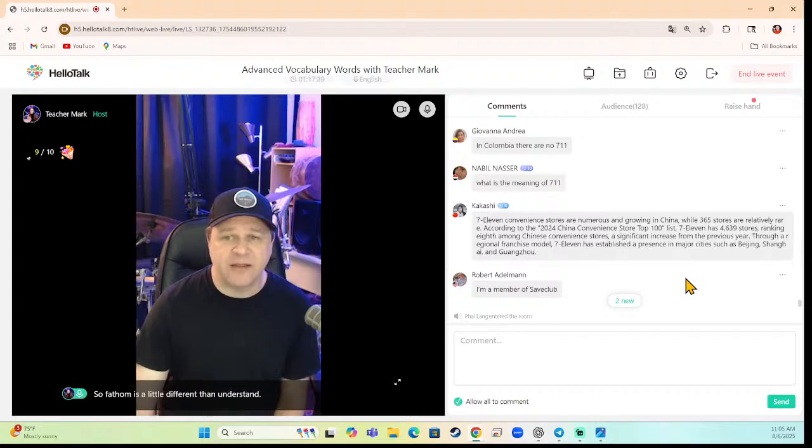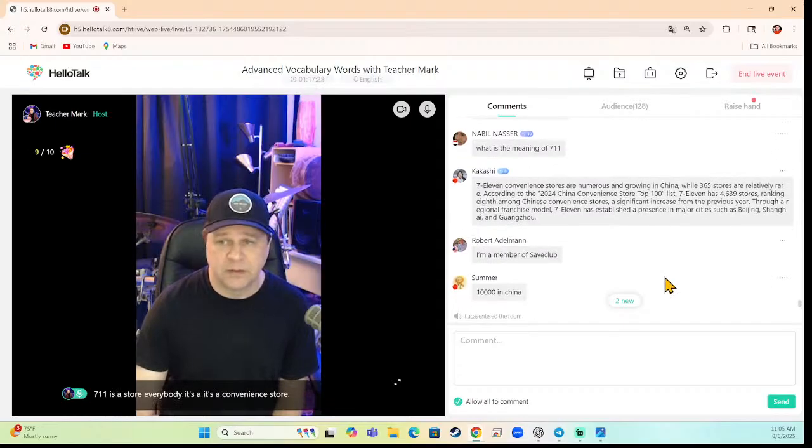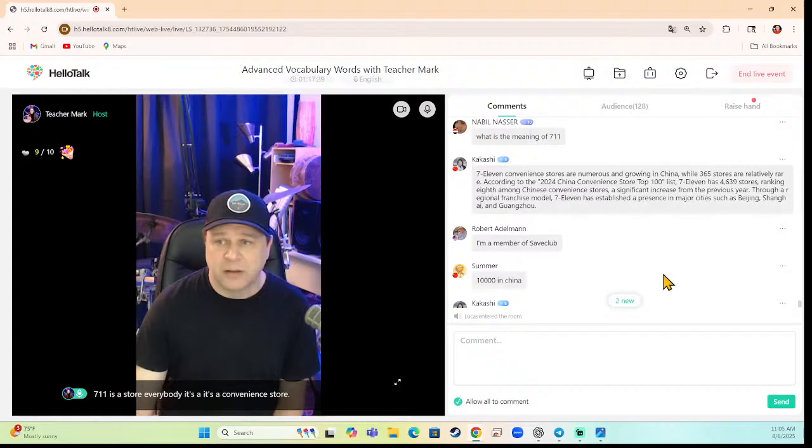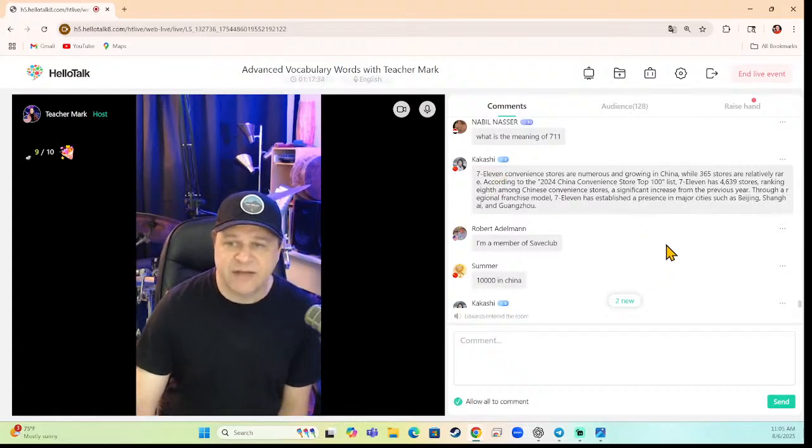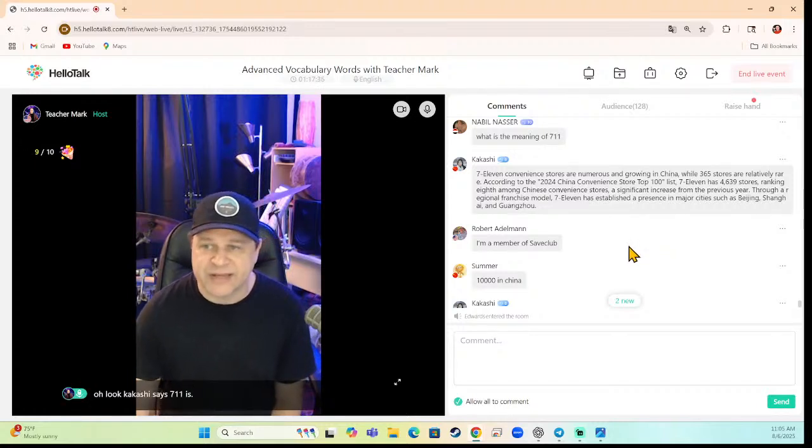In Colombia, there are no 7-Eleven? Really? Wow. 7-Eleven is a store, everybody. It's a convenience store. Oh, look. Kakashi says 7-Eleven is much more popular than 365, apparently.